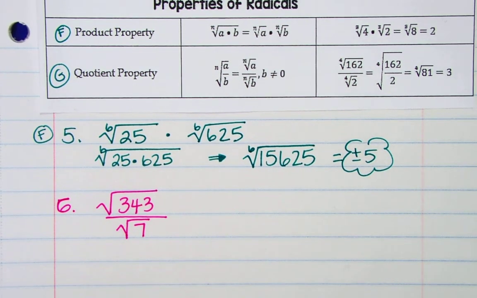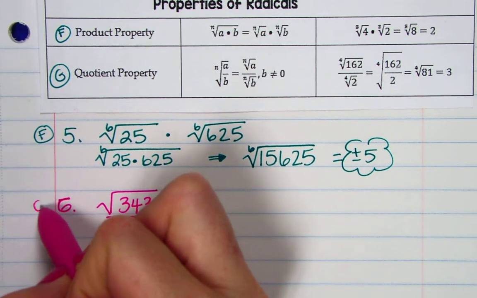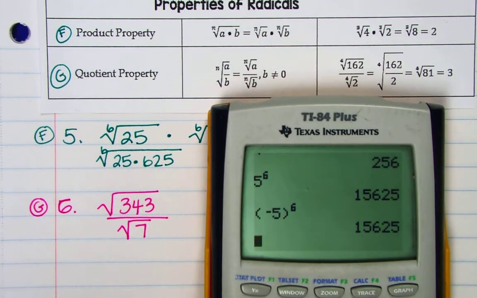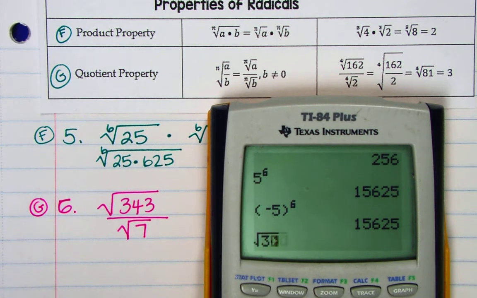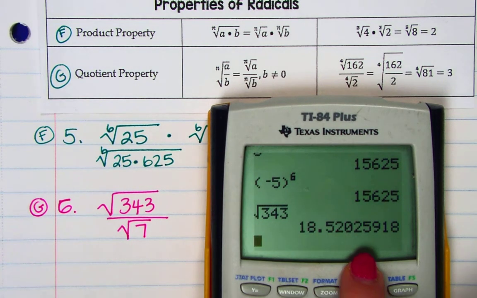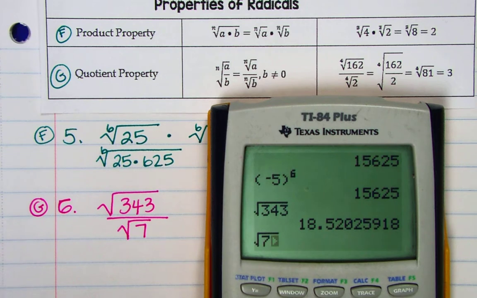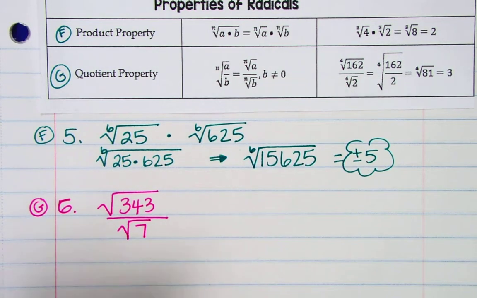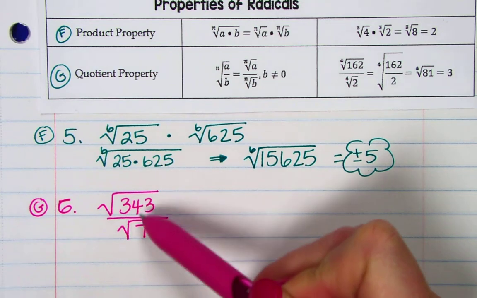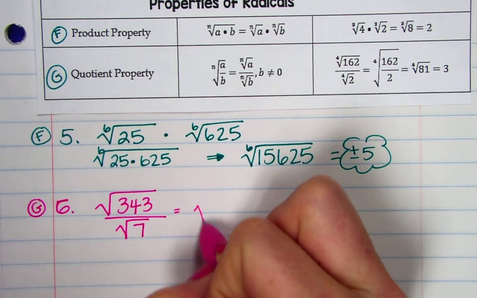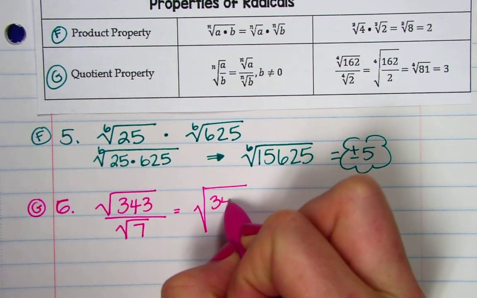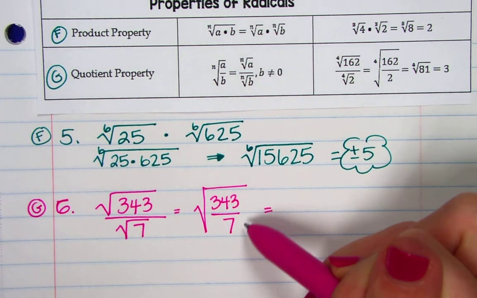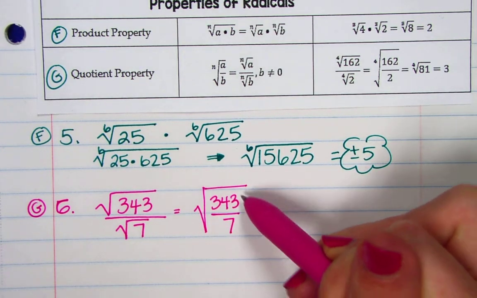Okay? Number 6, not 7. The square root of 343 divided by the square root of 7. Which one is this? G, right? And that 6 kind of looks like a G. If I did the square root of 343, bleh, right? Square root of 7, bleh. We never want those decimals. But what this says you can do is, since they're both square roots, I can do 343 divided by 7. So do what's underneath there first. 343 divided by 7.